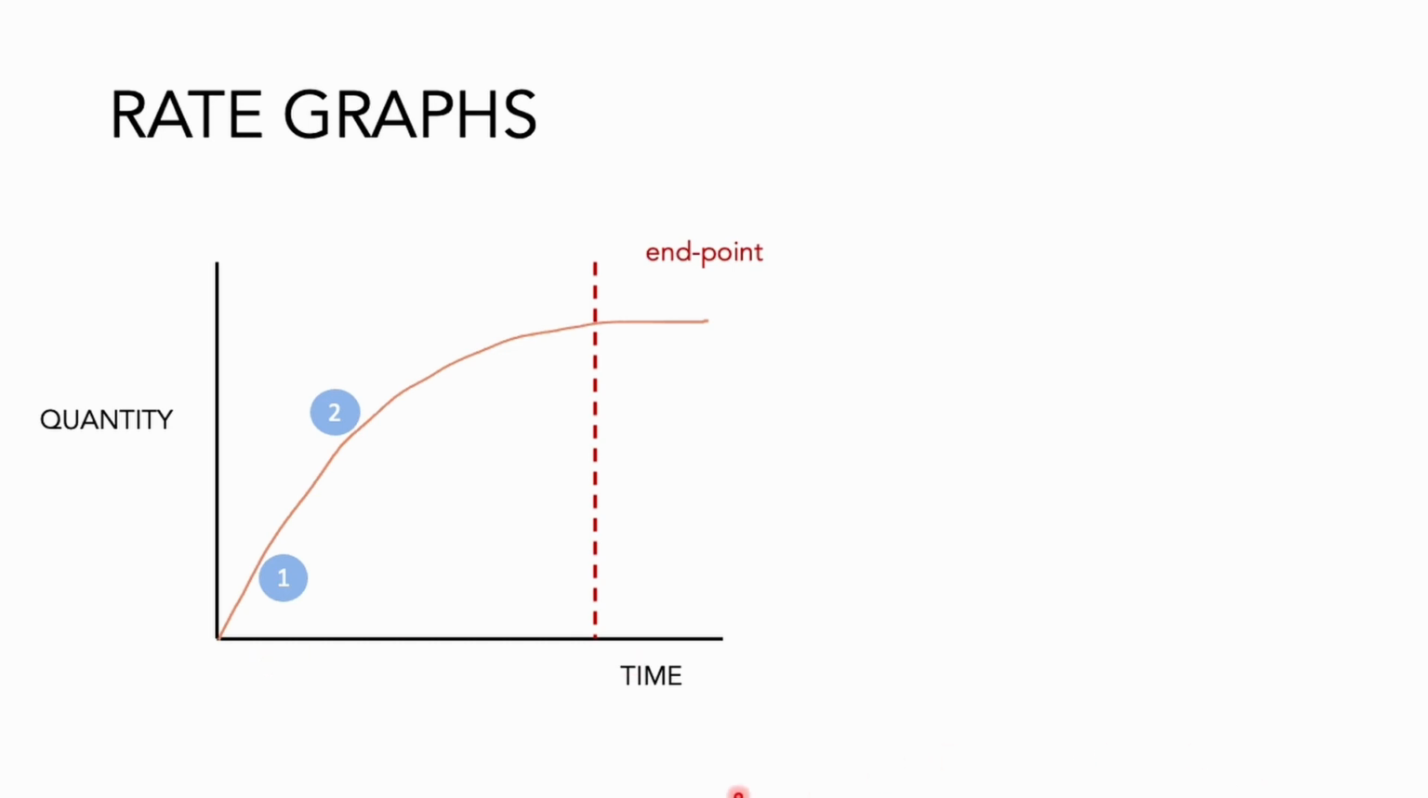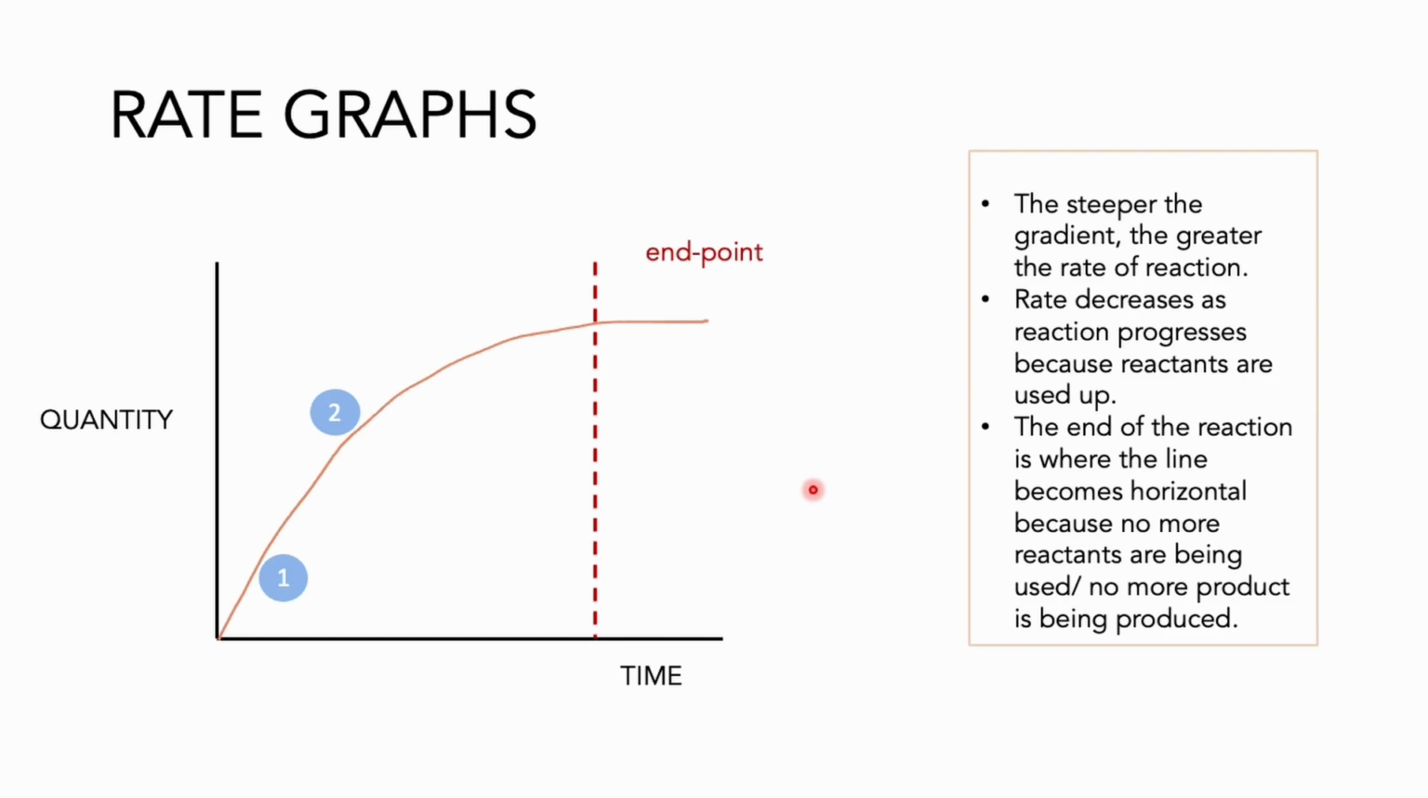As the reaction progresses, the reactants are used up and the rate decreases until the end point where the reactants have been completely used up. At the end point, the line becomes horizontal. This indicates that no more products are being produced.